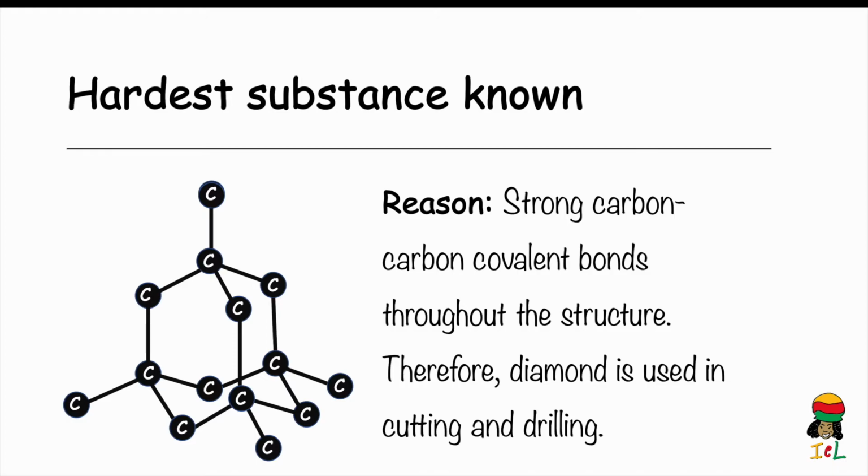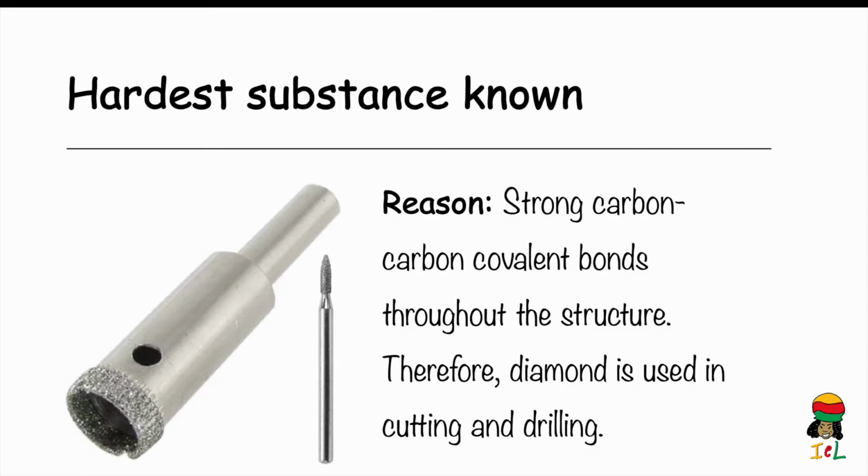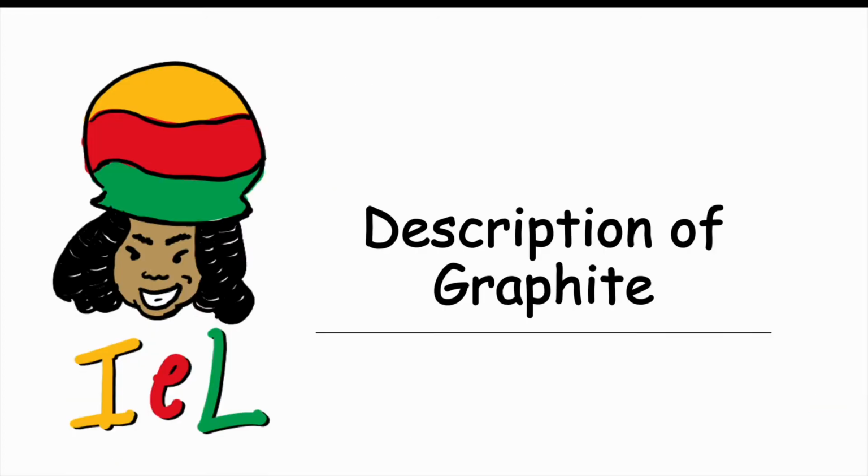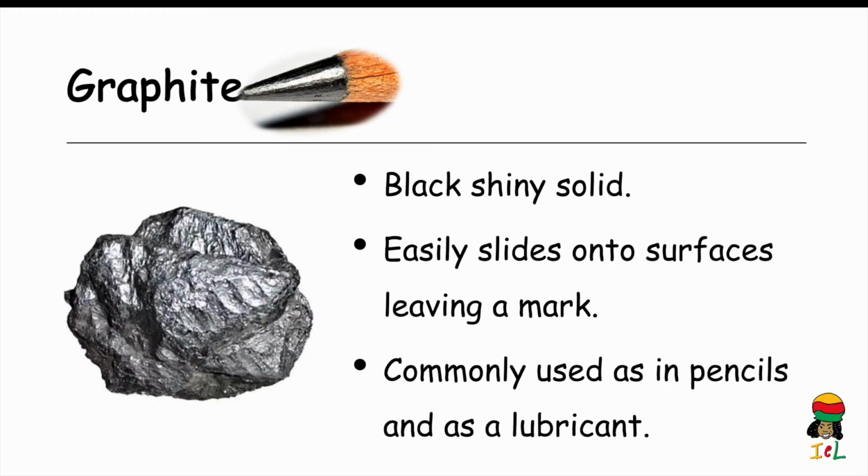The hardness of diamond makes it useful as cutting and drilling tools such as diamond-tipped glass cutters and as drill bits for oil rigs and rocks. Also recall that the refractive index of diamond allows it to sparkle, which makes it desirable for making jewelry. Next, we will examine the description of graphite. Graphite is a black shiny solid.